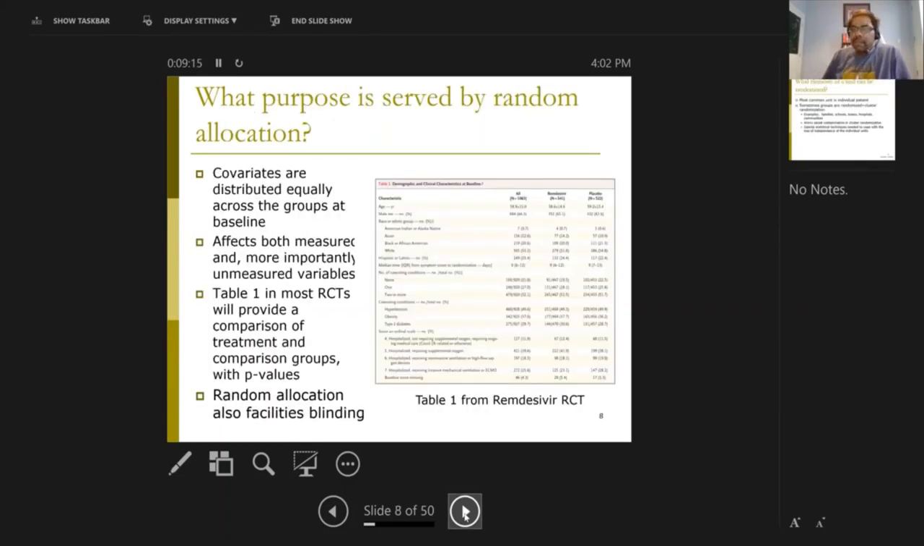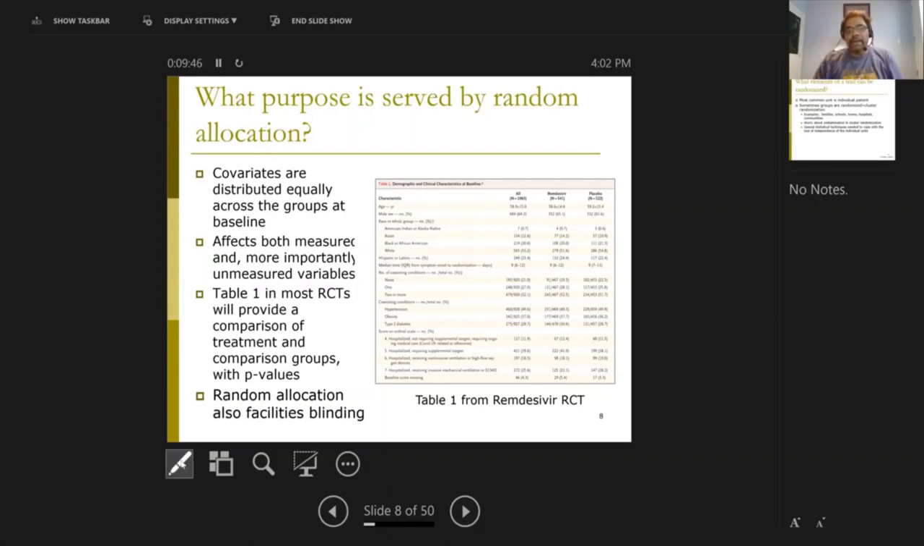The most critical purpose served by randomization is if randomization is done well and if enough people are randomized, not in small trials, but in fairly large trials, you will find extremely nice comparability in terms of all covariates, baseline covariates, between the treatment and the comparison arm. Almost every trial, the first paper, table one, will be a comparison of the treatment group and the control arm in terms of various covariates.